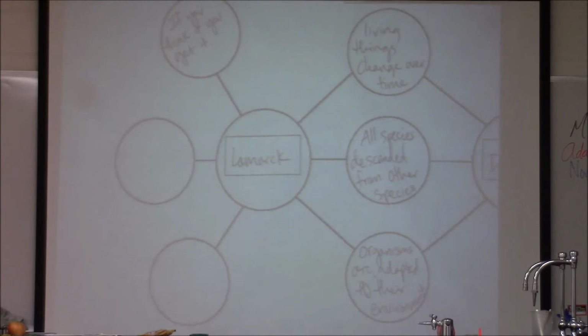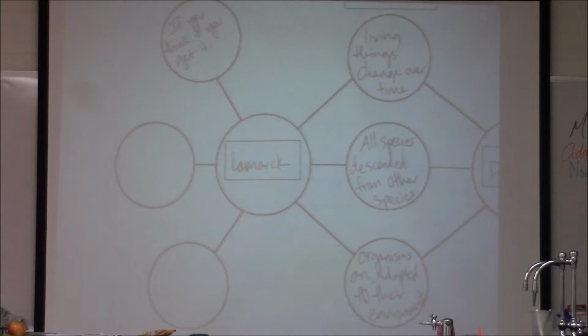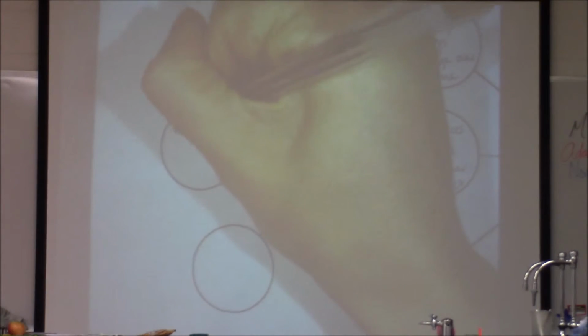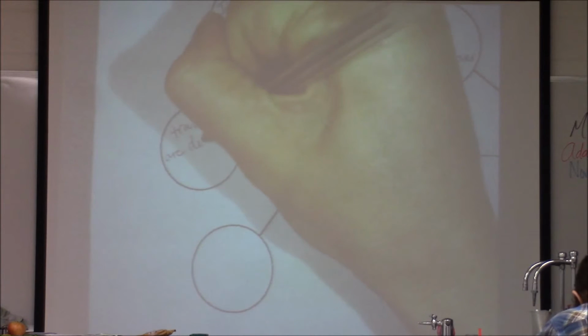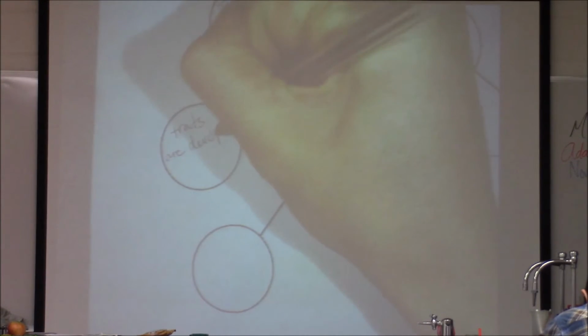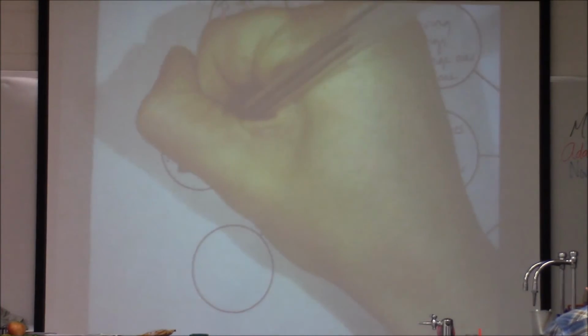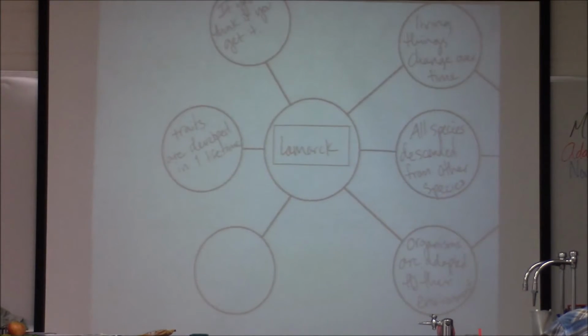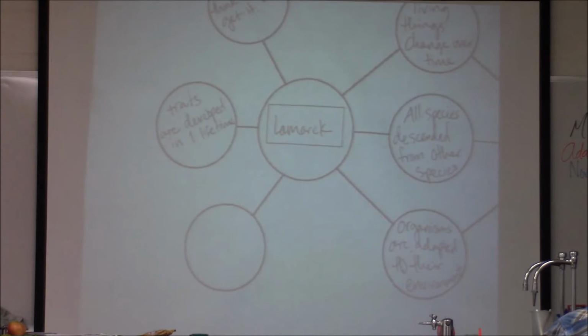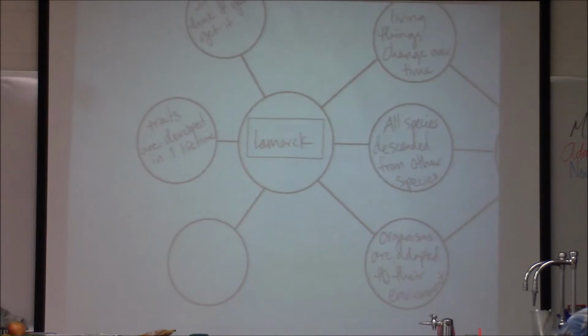All right, so now, Lamarck said if you don't think it, you don't get it. That's good. So what's another thing that he also believed? That traits showed up in one lifetime. Yeah, good. Traits are developed in one lifetime. Good job, Brian. Okay, traits are developed over one lifetime. Is there another thing that we could put?